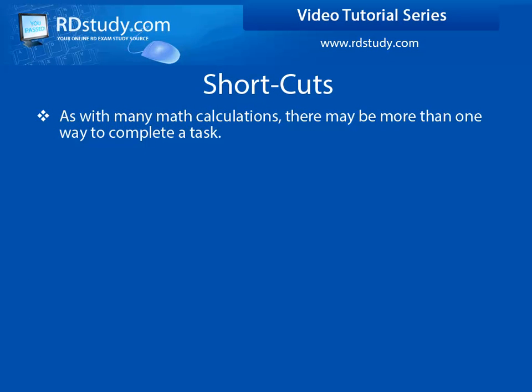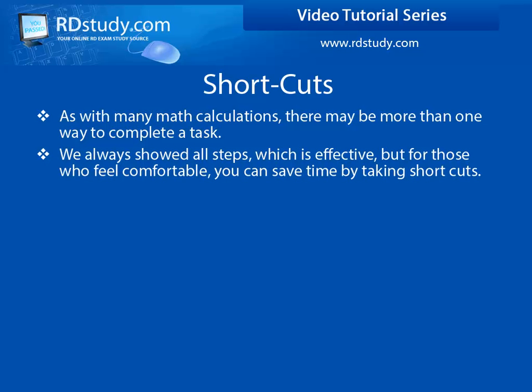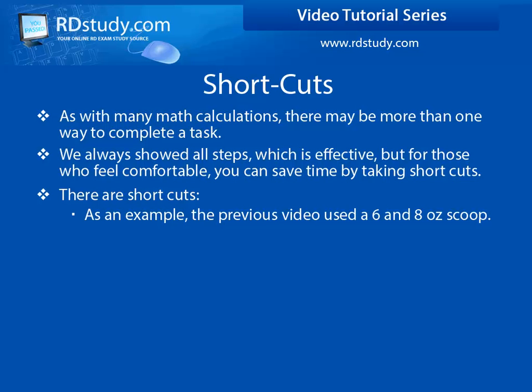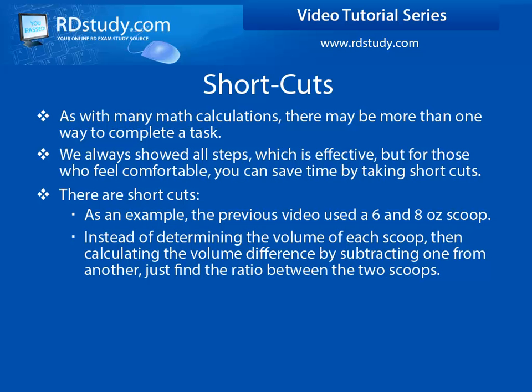When it comes to math, many times there is more than one way to solve the same problem. Some ways take less time than others. If you are comfortable with math, these questions can be reduced to solving for ratios and using them to determine your answer. For example, our previous video had us solving for the additional product required due to an incorrect scoop size being used. Instead of going through all of the calculations to finding the individual volumes, then the difference between them, and then using the difference to calculate things, we can cut to the chase and just get the ratio difference between the two scoops.